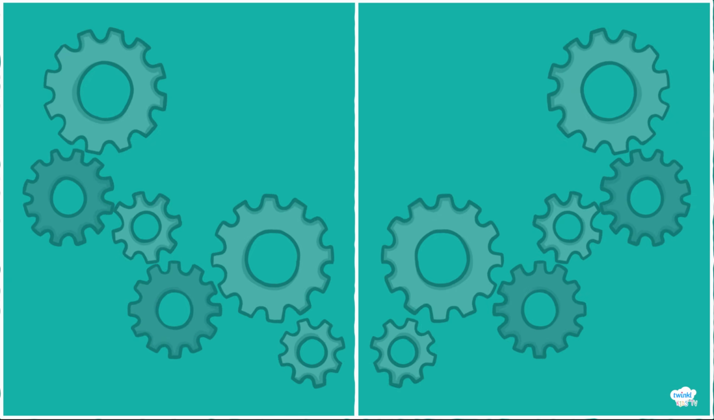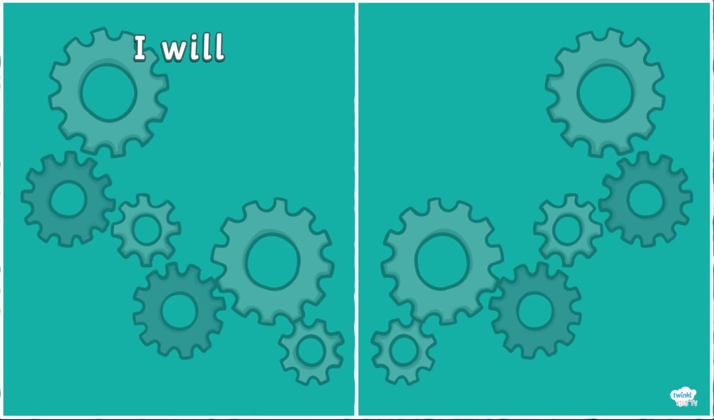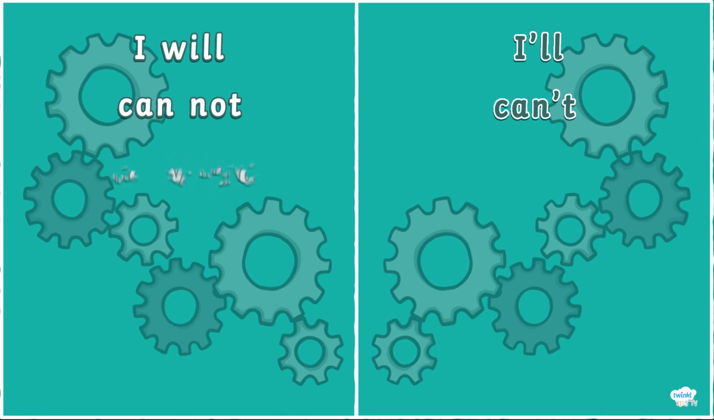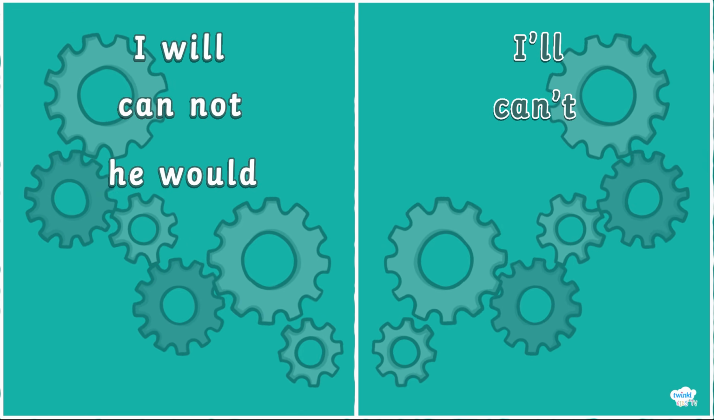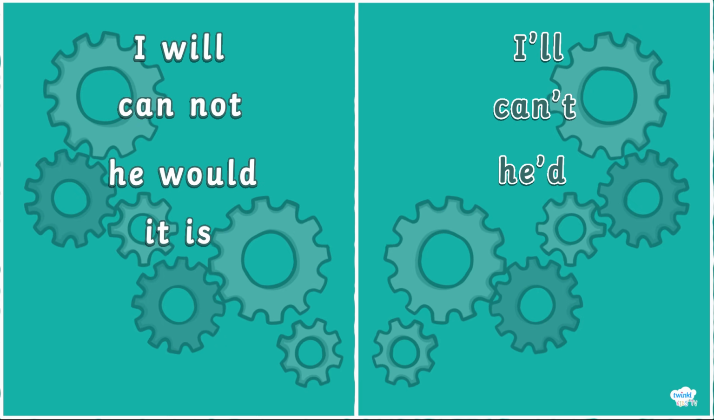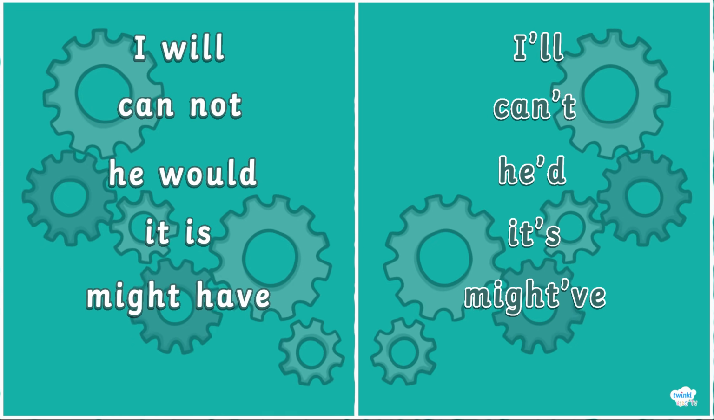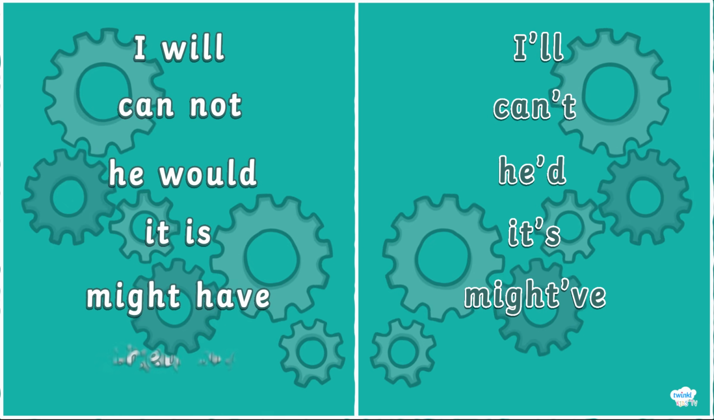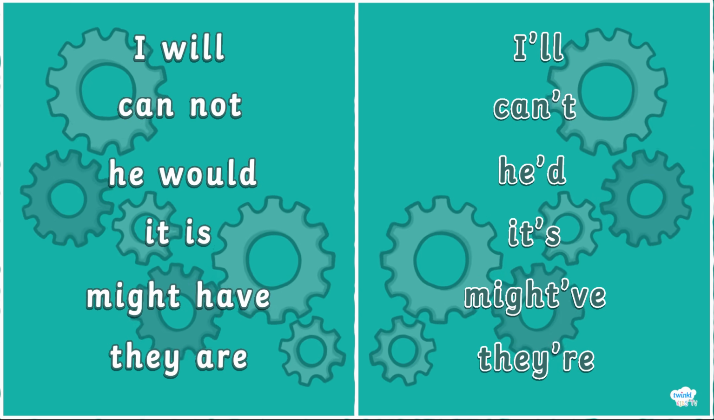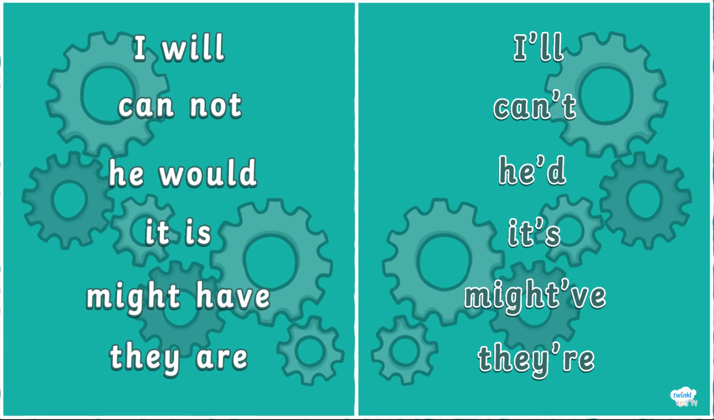Shall we see which pairs we made? I will. The contraction is I'll. Cannot matches with can't. He would is the contraction of he'd. It is matches with it's. Might have and might've. And finally, they are has the contraction of they're. You've figured out how to make certain groups of words into contractions. Well done!